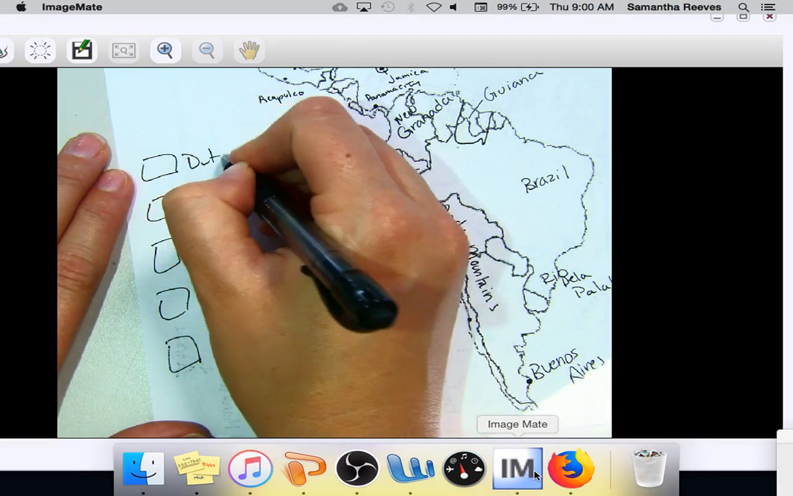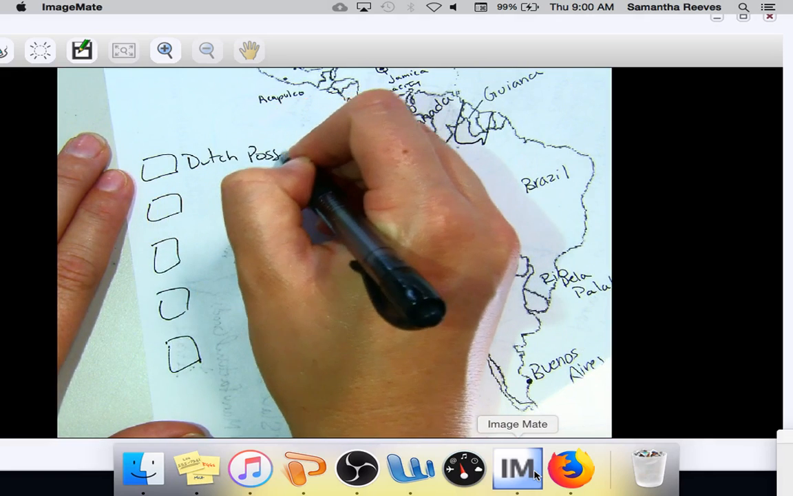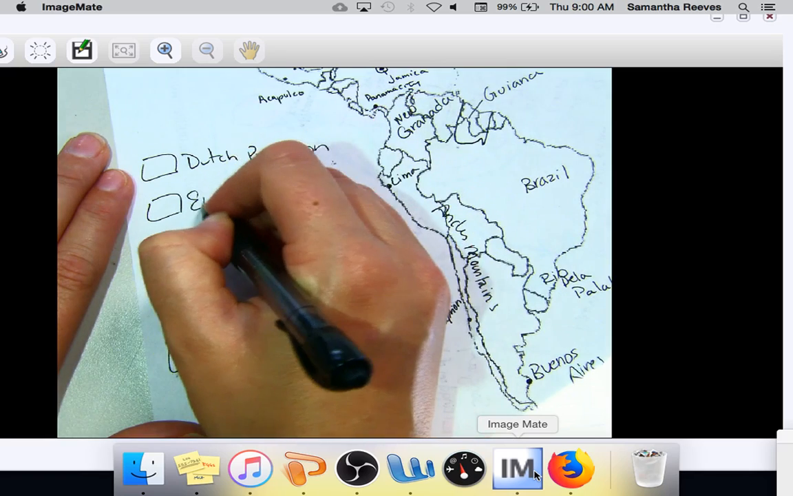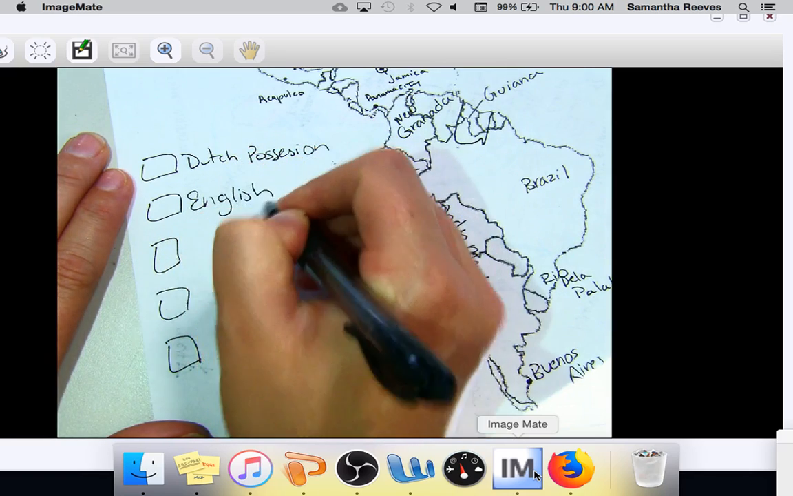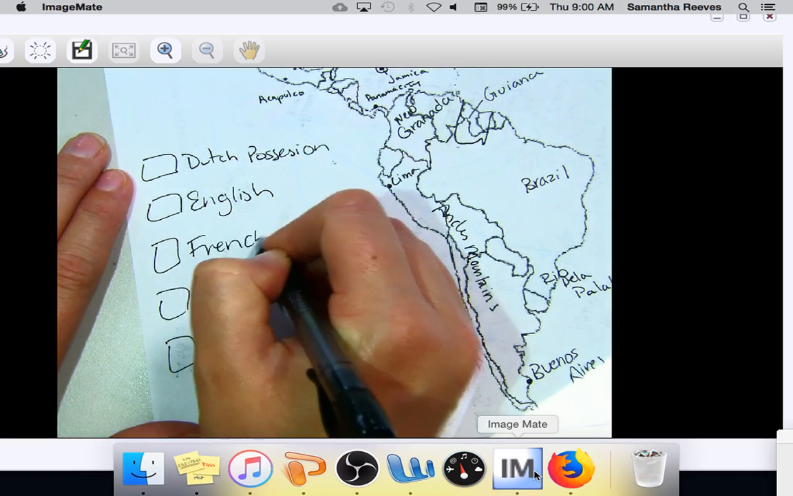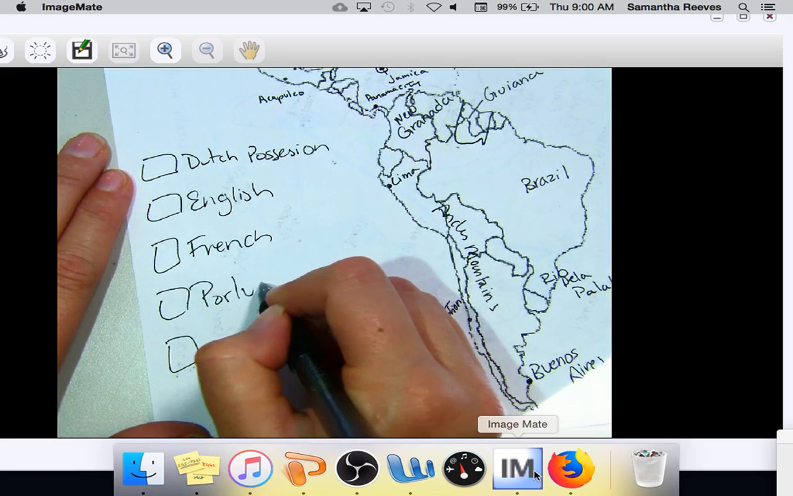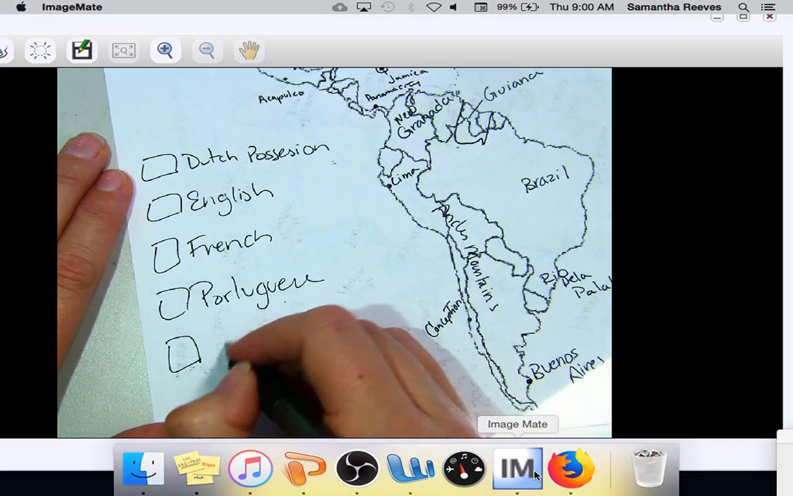Dutch possession, English, French, Portuguese, Spanish.